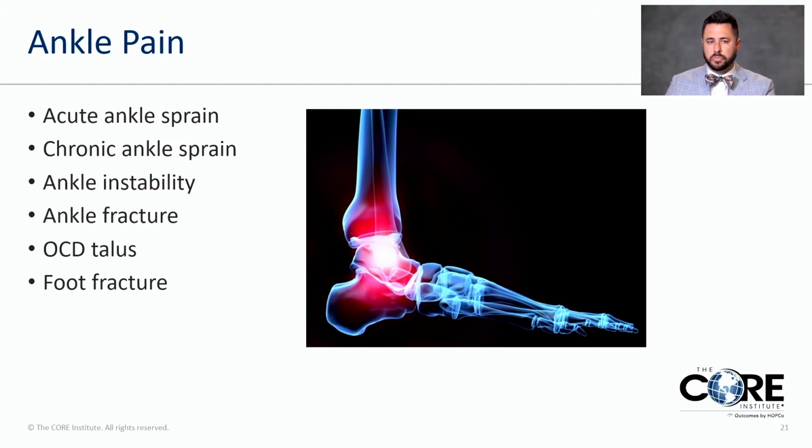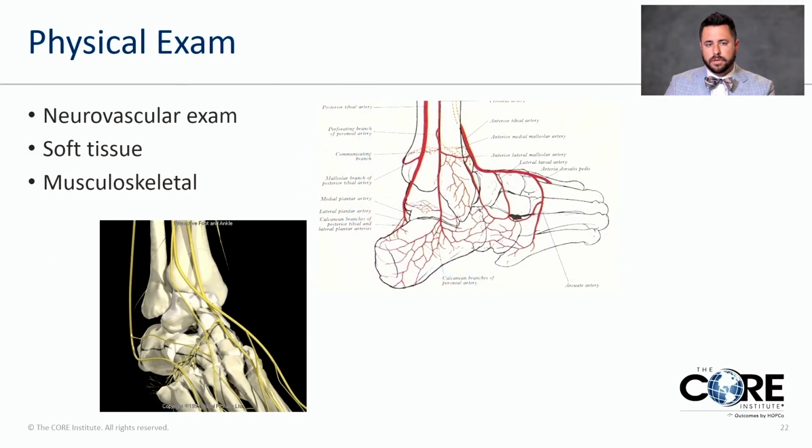And when I see an ankle sprain, these are the potential things it could be. It could be an actual sprain. You could be a chronic sprainer, meaning you roll your ankle multiple times. You could have some underlying instability that you've never known about. You may have broken your ankle. You may have a chip in the cartilage, and you may have fractured your foot. So lots of things can happen.